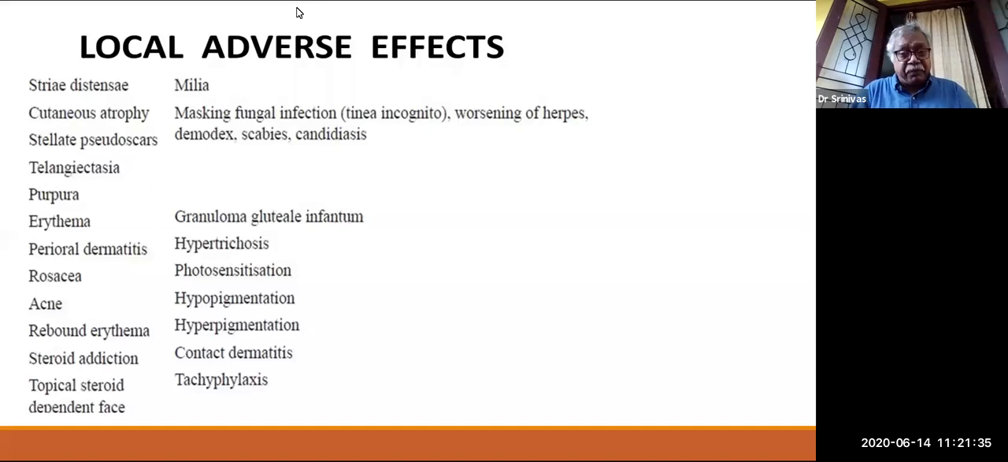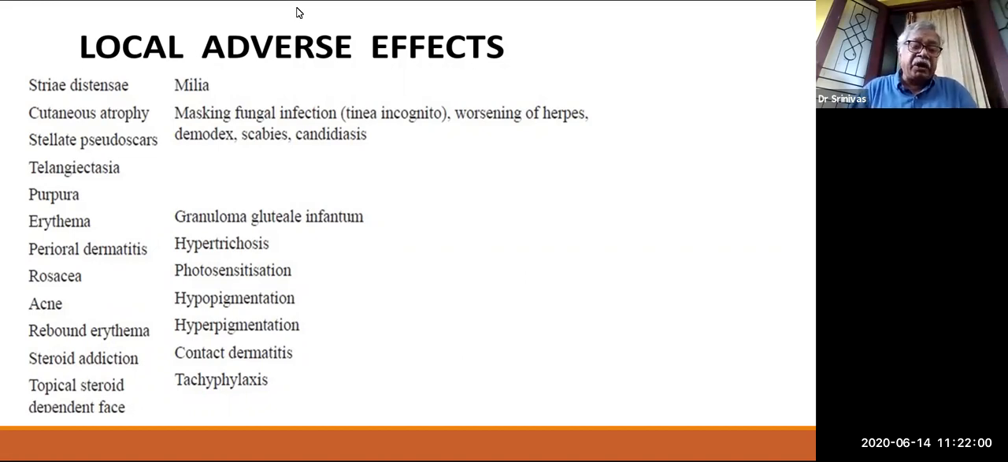Acne can be precipitated by steroids, though it can also be treated with steroids. It suppresses the sebaceous gland, and the amount of sebum secretion comes down. So when a person starts applying it initially, you will find that there is a very significant improvement. But then over a period of time, there is shedding of the duct epidermis, and that goes and blocks the outlet, and that gives rise to more acne.